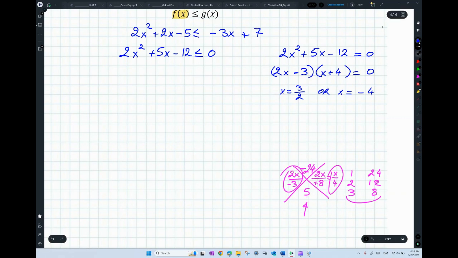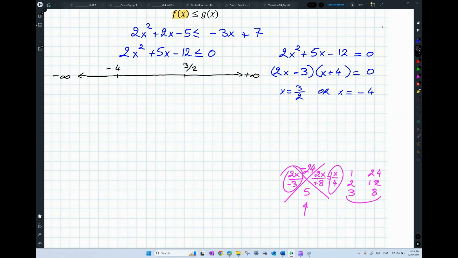Once I have that, I'm going to report this on a number line. Negative infinity, positive infinity. I'm going to plug in those two values in ascending order, so negative 4, 3/2. That will divide my number line into 3 sections. And then you're going to pick a value. So usually you can pick 0, which makes it easier to calculate. And I'm going to plug it into the expression here. And if I plug in 0, this is 0, this is 0. So that expression on the left side of the inequality is negative 12. And ask yourself the question, is negative 12 less than or equal to 0?